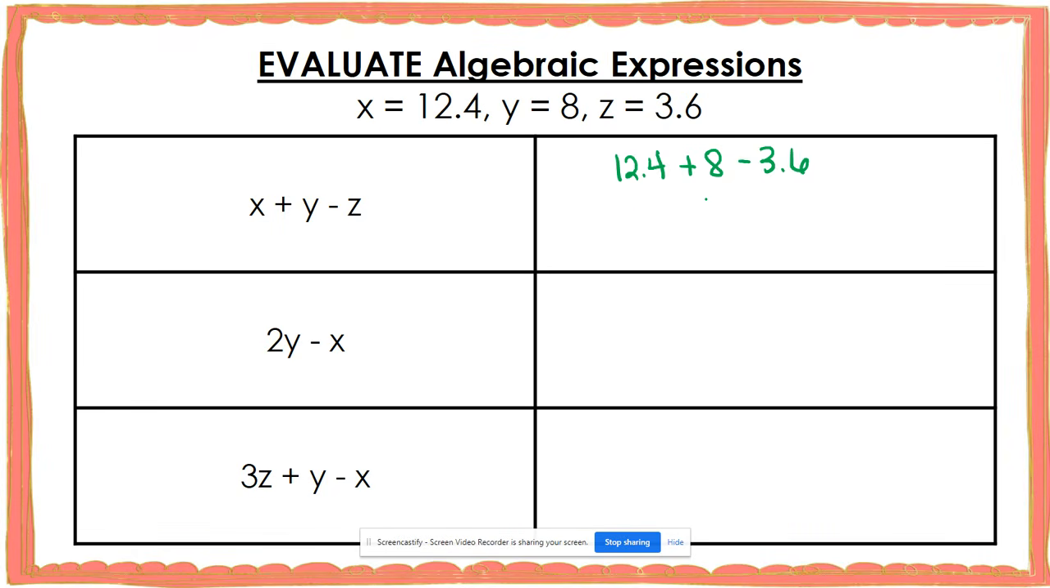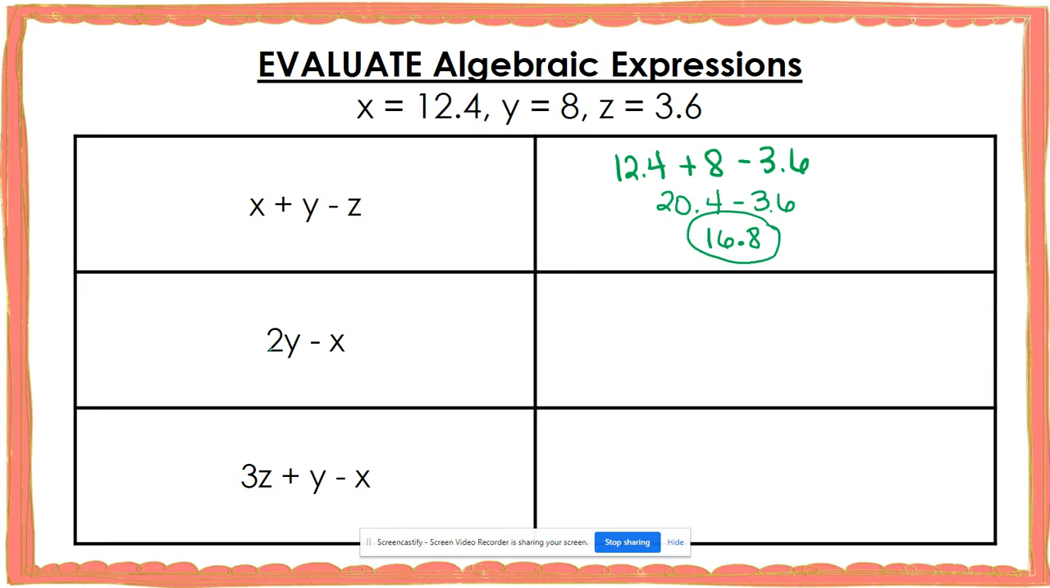Well, I have only adding and subtracting here, so I know that I would need to add or subtract from left to right. So I would add 12.4 plus 8, which would give me 20.4. And next, I would subtract 3.6 from that. So now I would do 20.4 minus 3.6, which would give me 16.8.